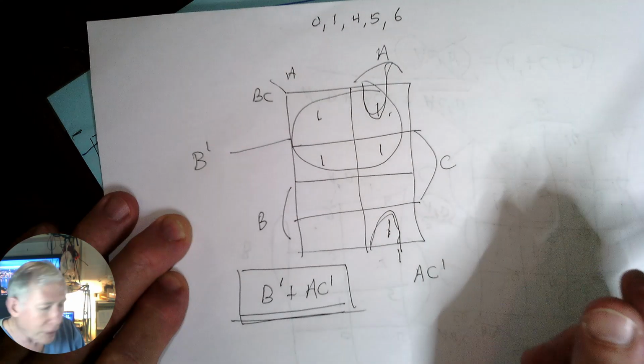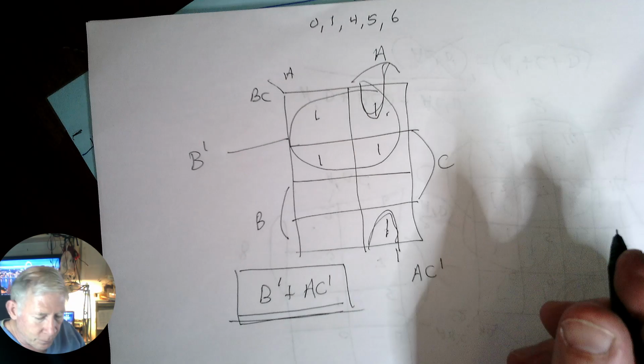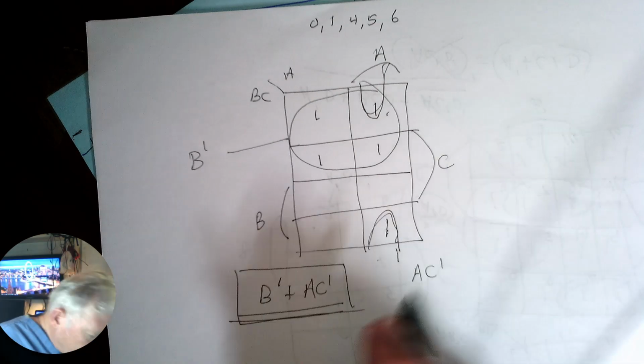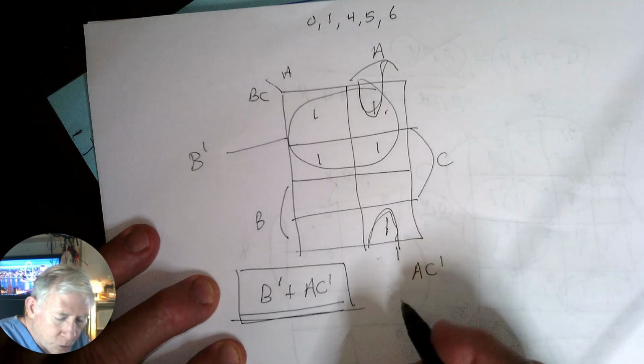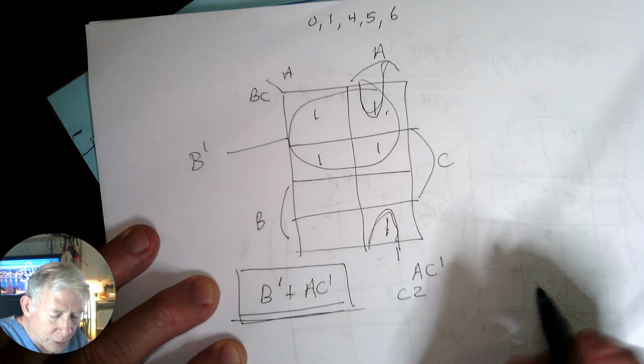So B prime plus A, C prime. Now, if we wanted to convert that to SOP, we could use switching algebra. It would be really easy. We just use conversion theorem 2, the second distributive law.